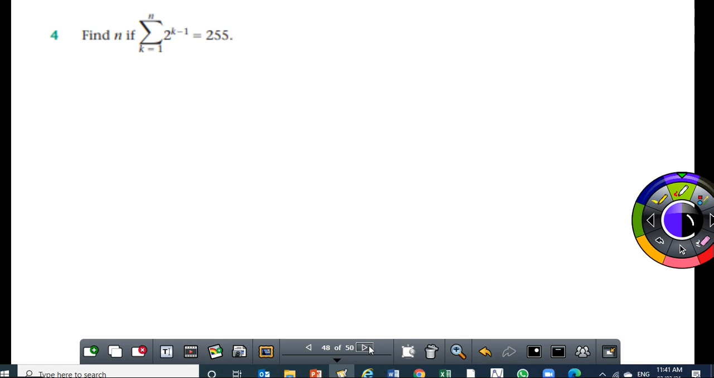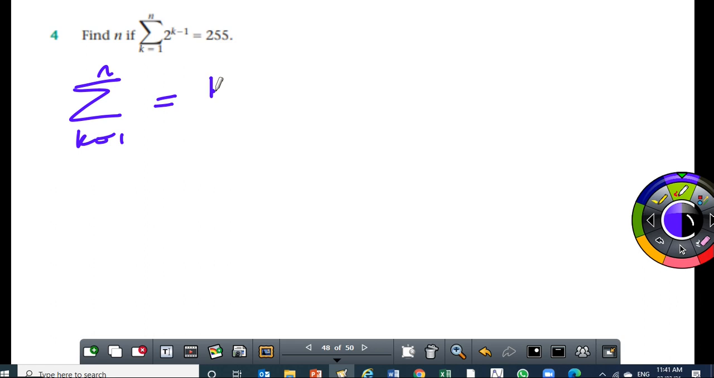Because we have k as an exponent, it means geometric. So what I'm going to do is expand the sigma notation. Sigma from k equal to 1 up to n is equal to... I'm just going to expand it so that I can determine the first term and common ratio. So if I put k equal to 1 there, I'll get 2 to the power of 1 minus 1, which will give me 2 to the power of 0, which is 1.